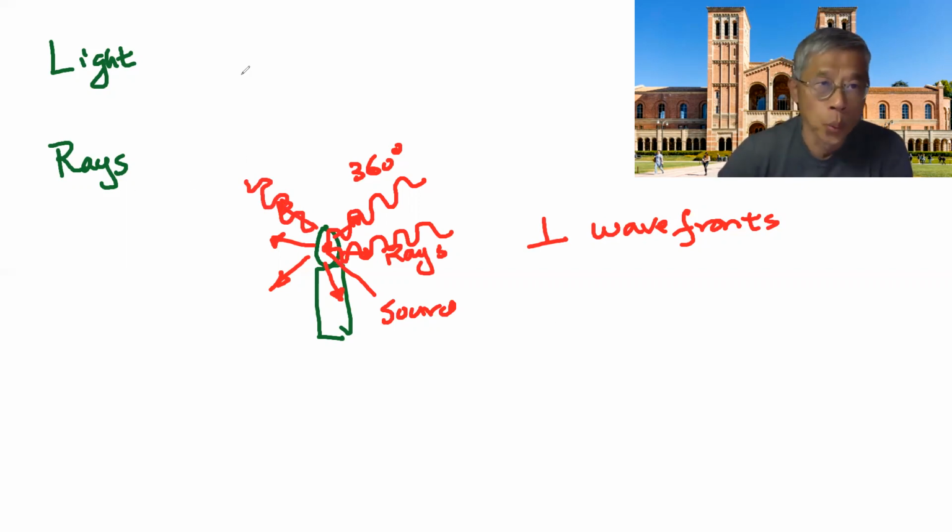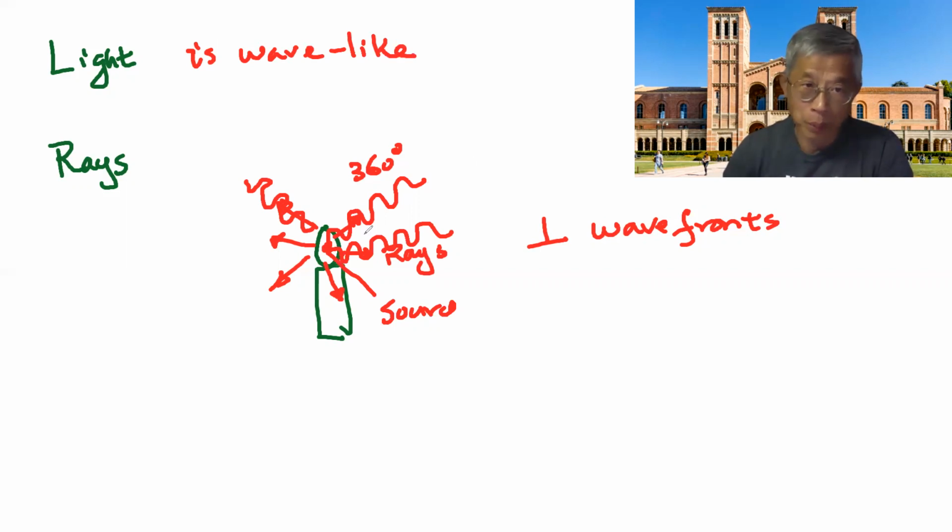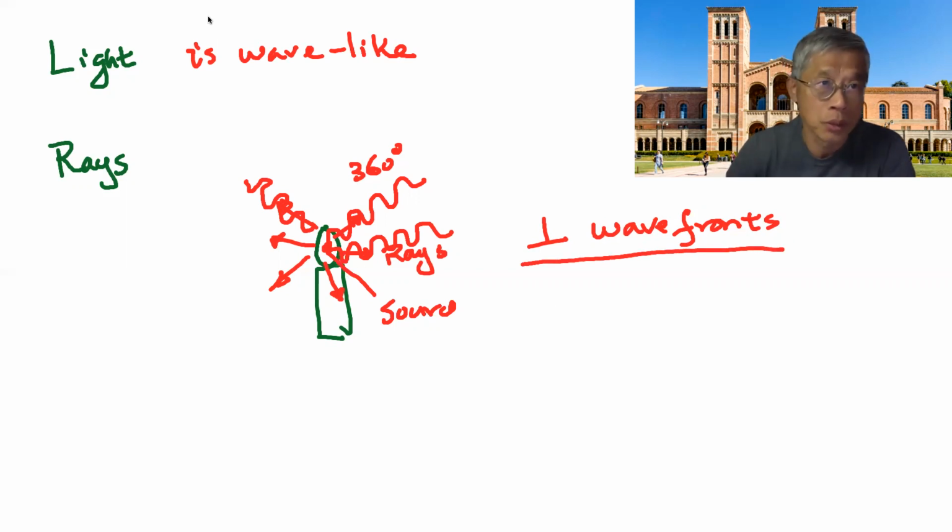So light is wave-like, right? It's the wave, but what we draw is the ray, which is 90 degrees to the wavefront. Let's try one more time. So this is the wavefront that we're talking about here.